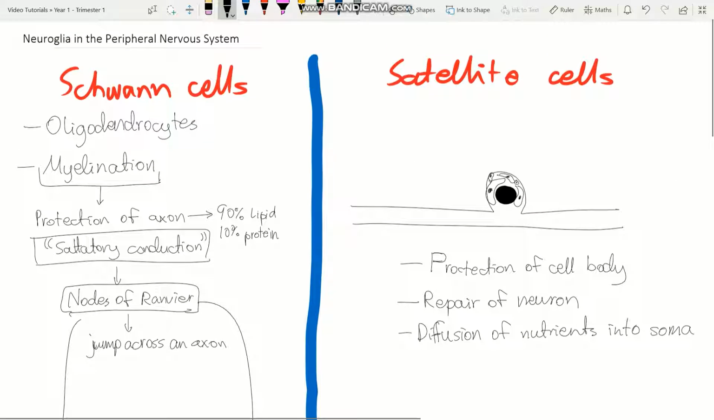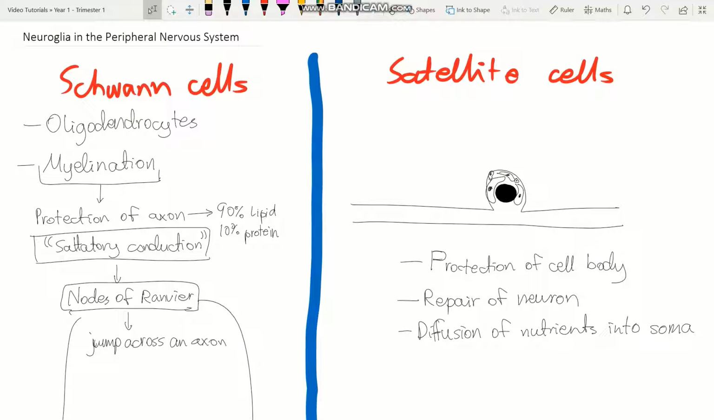On the other hand, satellite cells are neuroglial cells that cover the soma of a particular neuron. They cover it in order to allow for its protection, repair, and also the diffusion of nutrients into the soma, which is analogous in function to astrocytes in the central nervous system.